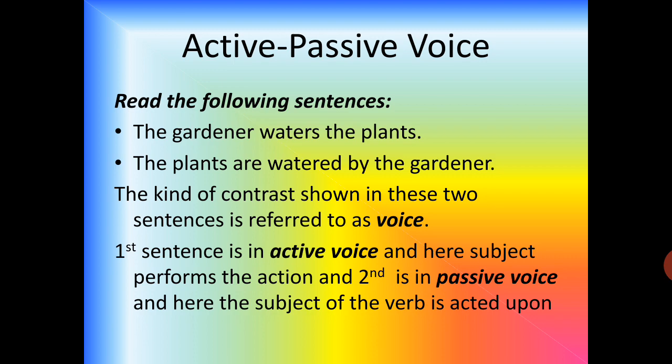The gardener waters the plants. But if I talk about the second sentence, the plants are watered by the gardener. Here the gardener is not taken as a subject. It comes in the end. Here the subject of the verb is acted upon. So that second sentence is in passive voice. It is not in active voice. So hope it is clear that the active voice is one in which the subject performs the action, and in passive voice the subject of the verb is acted upon.